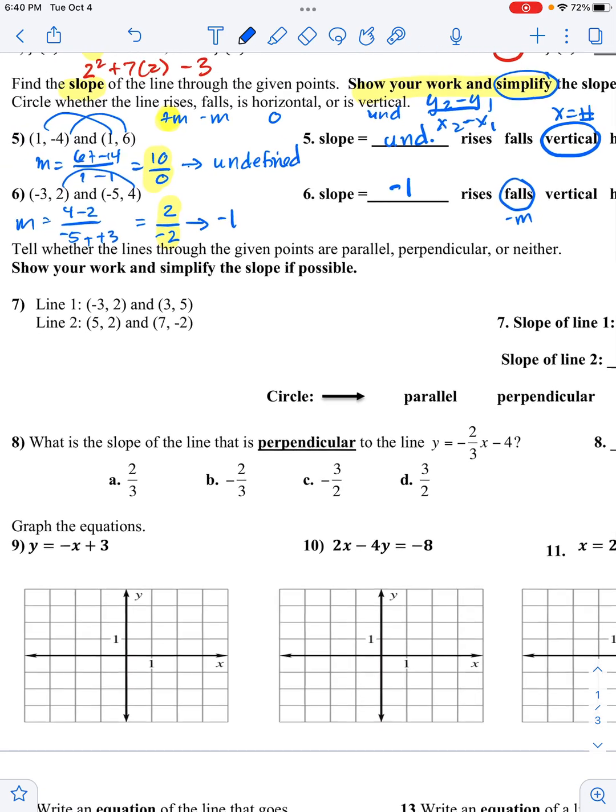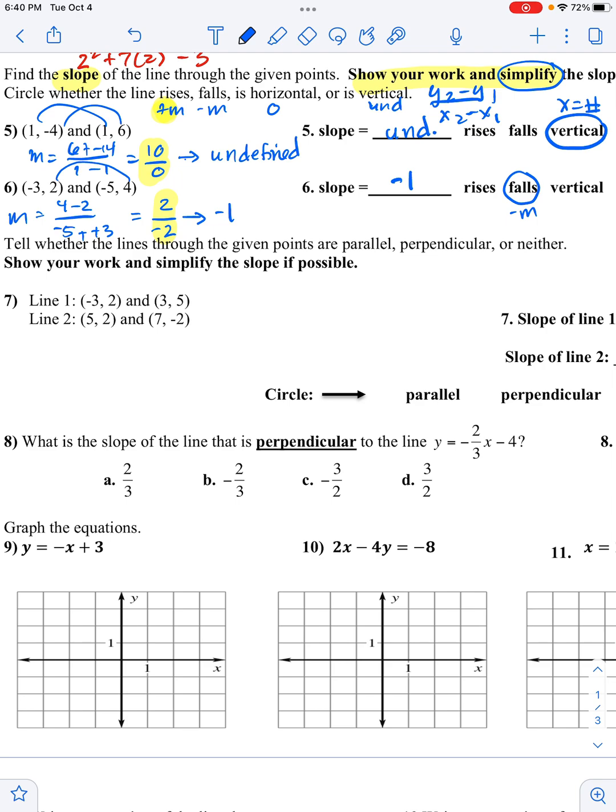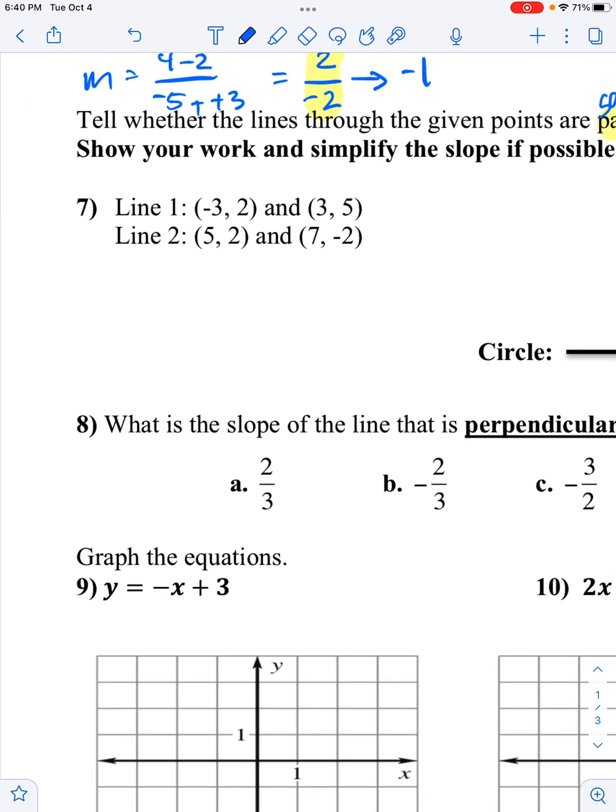In the next section, I'm still using that formula, y2 minus y1 and so on, to decide if the lines are parallel, perpendicular, or neither. Keeping in mind that parallel means they're going to have the same m. Here, it's going to be opposite in sign, and it's going to be the reciprocal, which is flipped over. So let's just look and see.